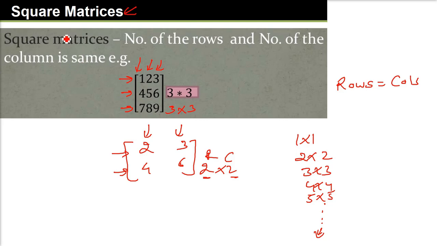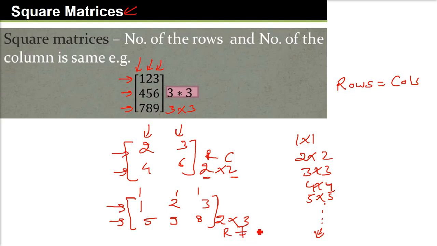Okay. So in various computations, we'll see it has to be a square matrix. Let me write a matrix. See, 1, 2, 3, 5, 9, 8. How many rows are there? 2 rows. How many columns are there? 3 columns. So we have 2 rows and 3 columns. This is not a square matrix because the number of rows and number of columns are not the same.